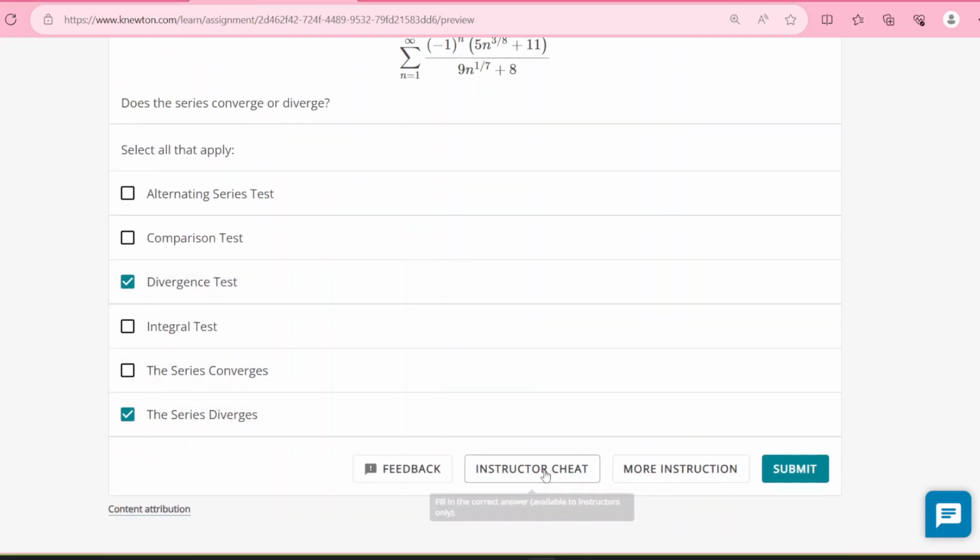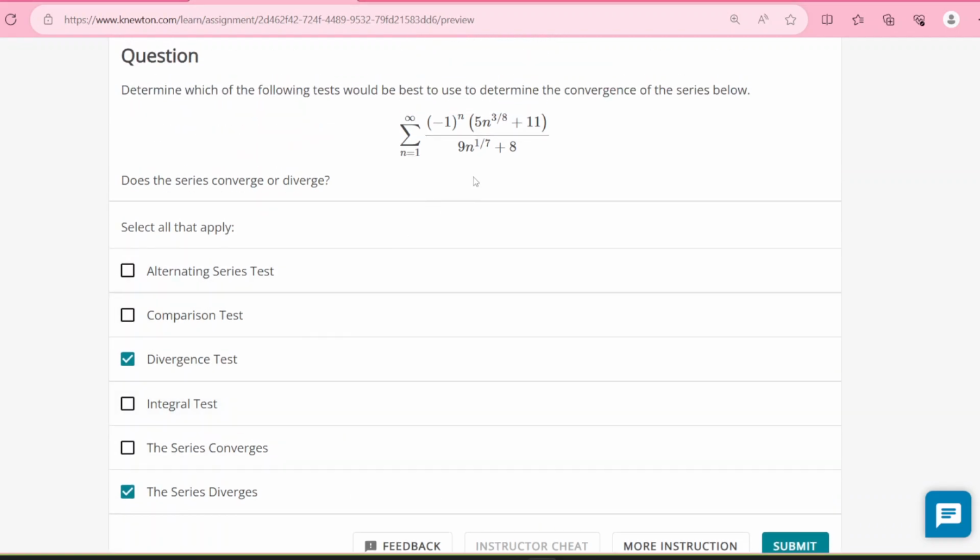I'm curious as to what they say. Yeah, so the instructor sees the same thing I'm seeing. Again, that usually is the first thing I look for. Do the terms even go to zero? Because if they don't, it's divergent and you don't have to do anything else. Now, if they do go to zero, if the limit was zero, then I would apply the alternating series test. I would say the alternating series test was best. Then you could determine if it was convergent or not.